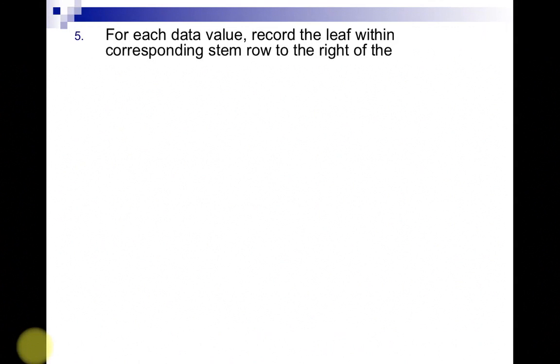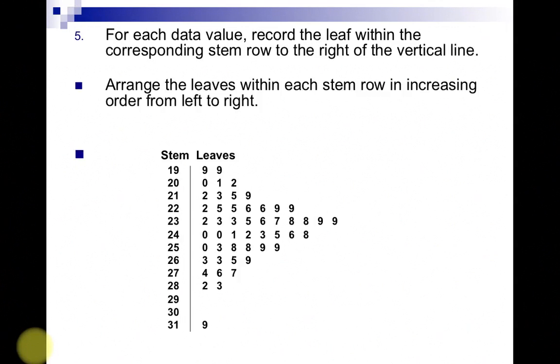And when you do reach the end, this is what you should see. The leaves should be in increasing order from left to right. So that's why we sort the list ahead of time on the calculator. Sorting the list is going to allow us to put these in ascending order from left to right without thinking of it.